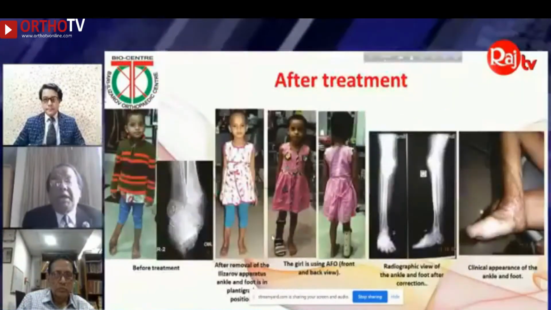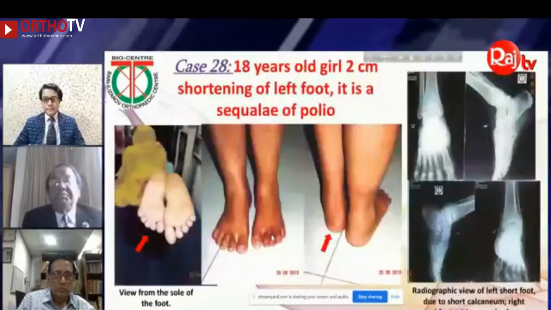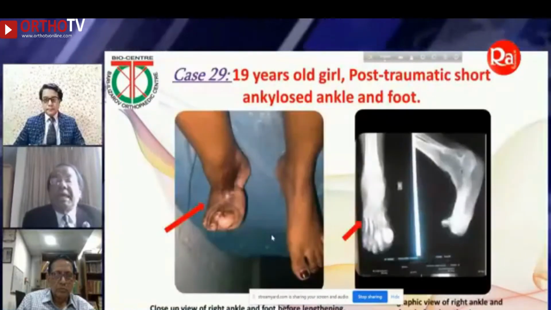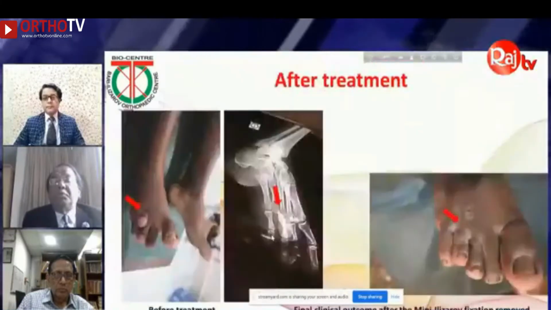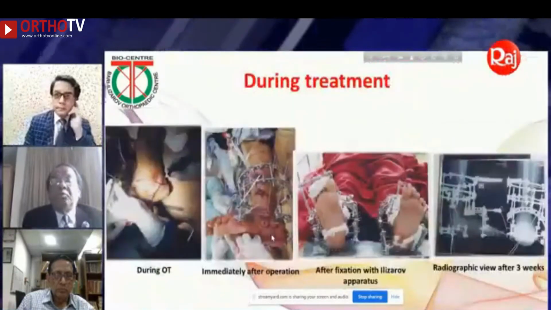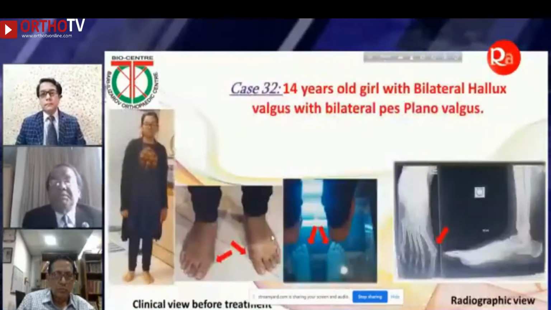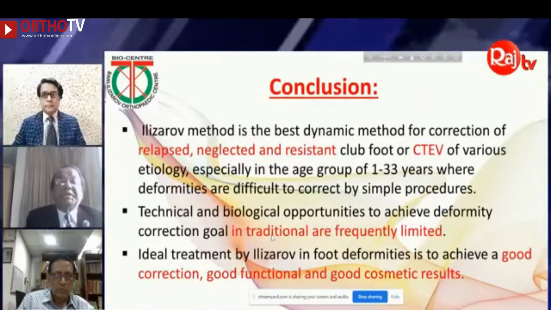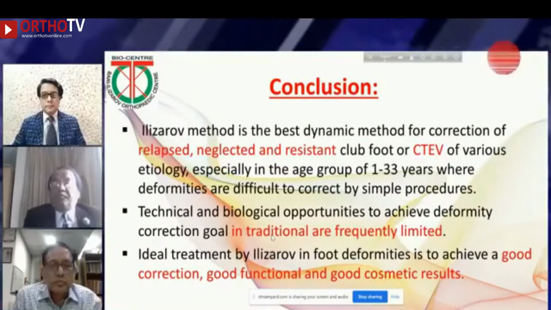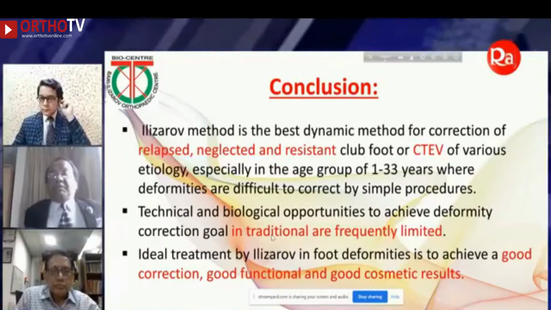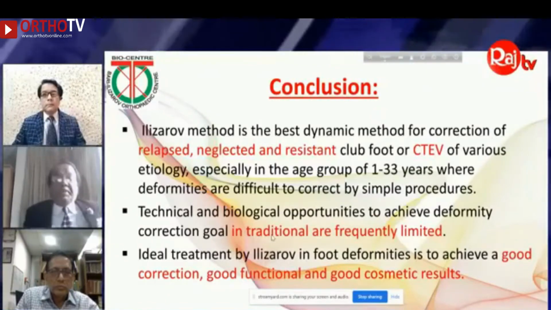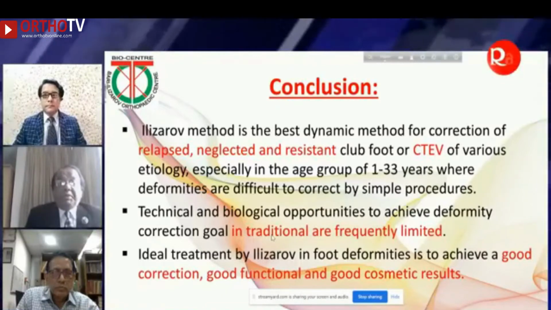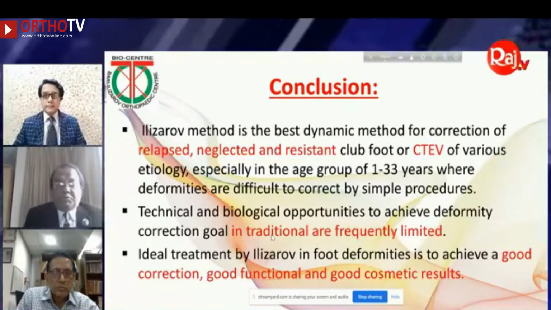And dear friends, I would like to say regarding this CTEV, you can correct fantastically if you know the basic principles and basic ideas of CTEV. You can correct everything, three-dimensional deformities in CTEV you can correct. And in my conclusion, I would like to say Ilizarov method is the best dynamic method for correction of the relapsed, neglected, resistant clubfoot CTEV of various etiologies, especially in the age group 1 to 33 years, where deformity is difficult to correct by simple procedures.